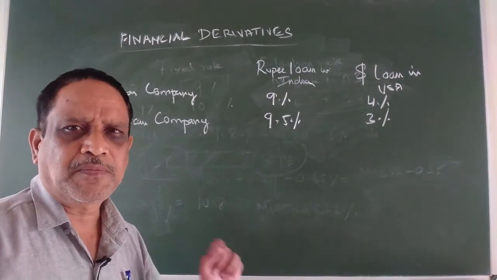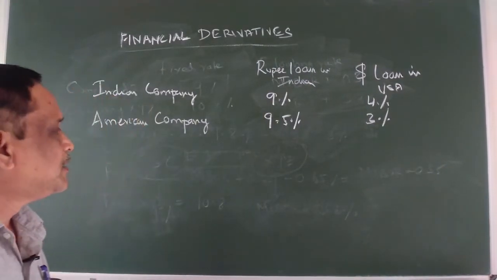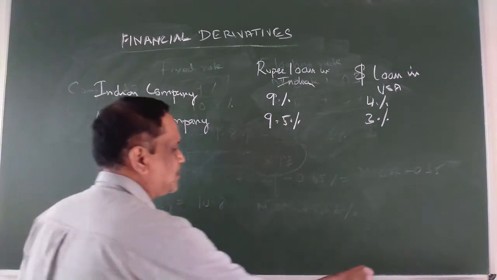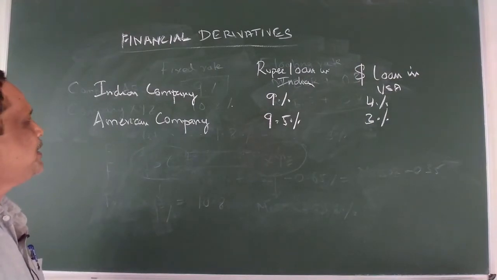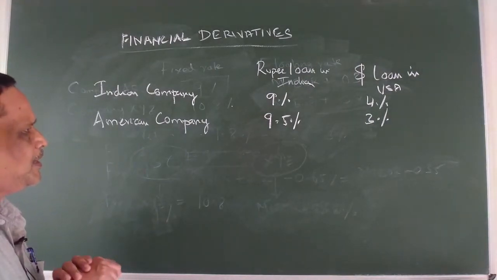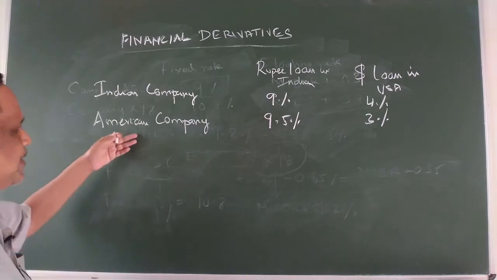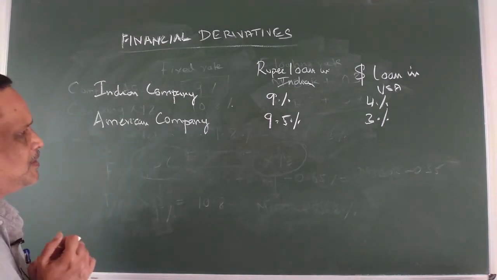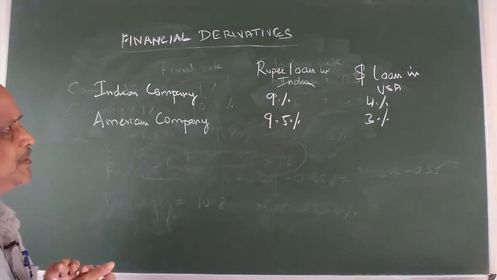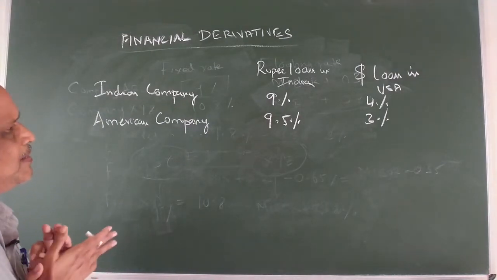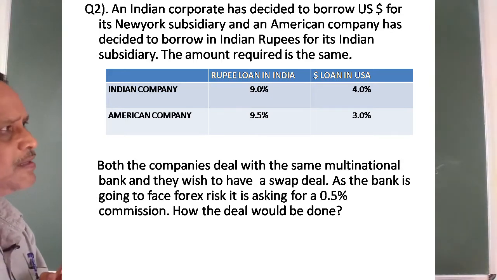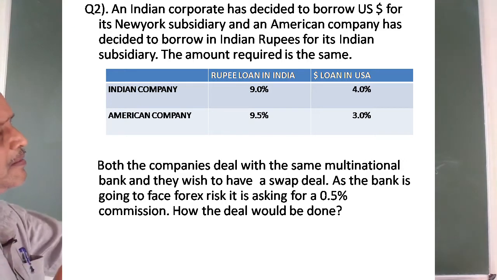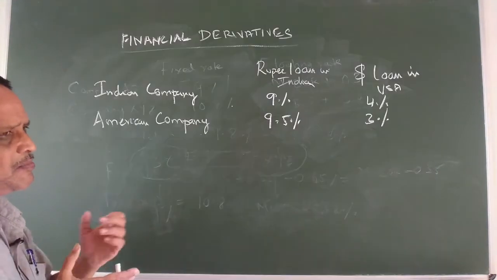So, this is the second problem we are going to see today. We have a situation in which there are two companies, one Indian company and one American company. The Indian company can get a rupee loan in India at 9%, whereas for the American company the loan percentage would be 9.5%. The Indian company can get a loan in US dollars in the USA at 4%, whereas the American company can get the loan at 3%. See the difference between the previous problem and this one.